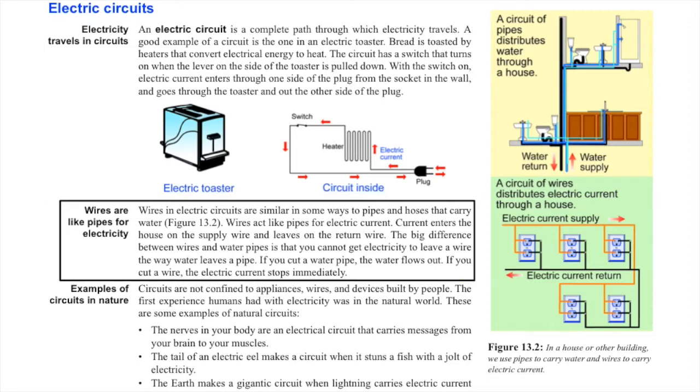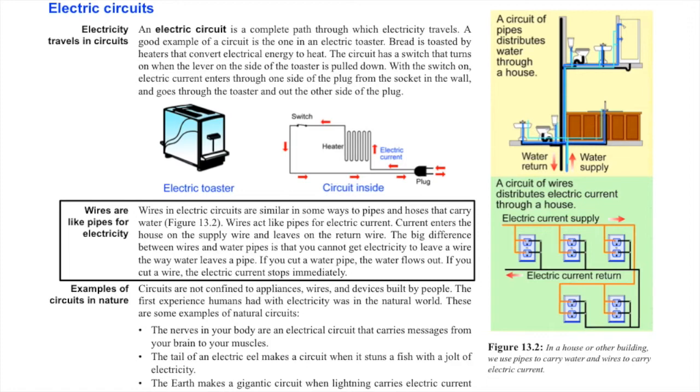Wires are like pipes for electricity. Wires in an electric circuit are similar in some ways to pipes and hoses that carry water, as shown in figure 13.2. Wires act like pipes for electric current. Current enters the house on the supply side wire and leaves on the return wire.